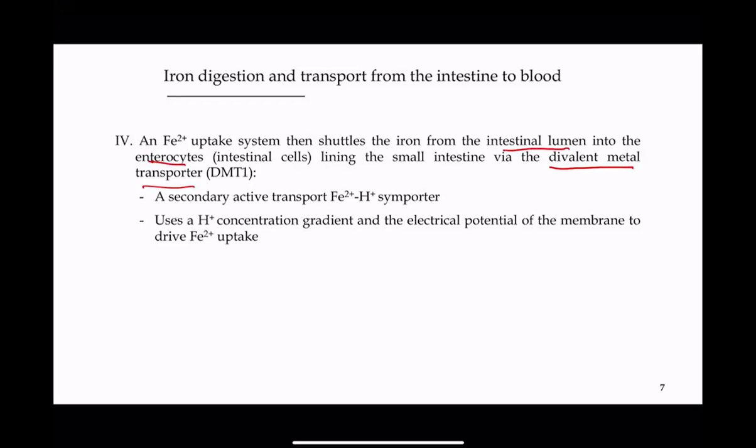And so we're going to see how this transporter, the divalent metal transporter, facilitates this movement. So let's talk about some of the features of the DMT1. It is a secondary active transport symporter. So basically here, we're seeing that there's a movement of iron that's coupled with a movement of protons. So that's going to be an important feature. So it uses a proton concentration gradient and the electrical potential of the membrane to drive iron uptake into the actual cellular environment. So this is what's facilitating that movement into the cells.